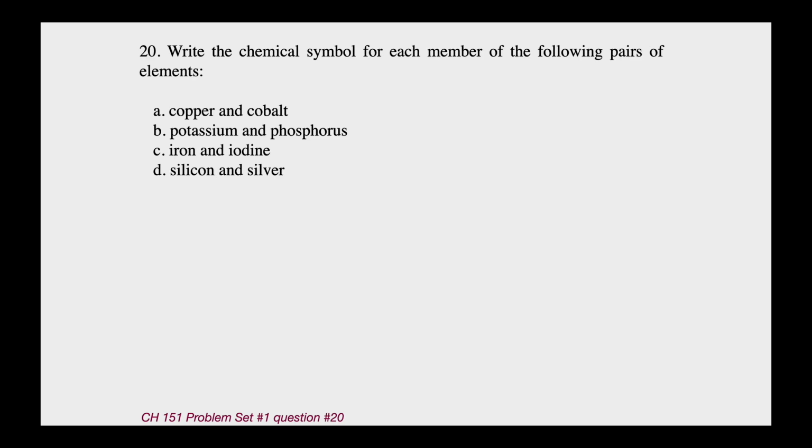Number 20 introduces some element symbols which are very similar to each other. And sometimes these get confusing. So copper and cobalt. Notice how they both begin with CO. I've had a lot of people put CO for copper, but that's not right. Copper is Cu and cobalt is Co. So remember that copper is Cu, cobalt is Co.